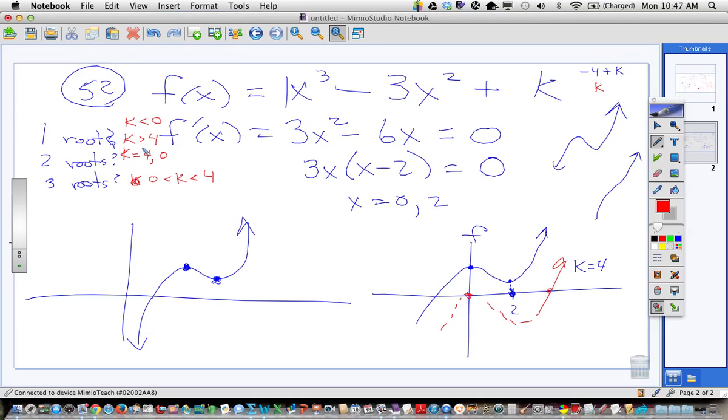Okay? So that was a tough one. That was a tough one. But if you think about it, it really needed no more knowledge than local max mins. How do you find it? You do f prime, set it equal to 0. And we need to have knowledge about shifting, vertical shifting. Really, that's all you need. And then you had to be able to think that through.